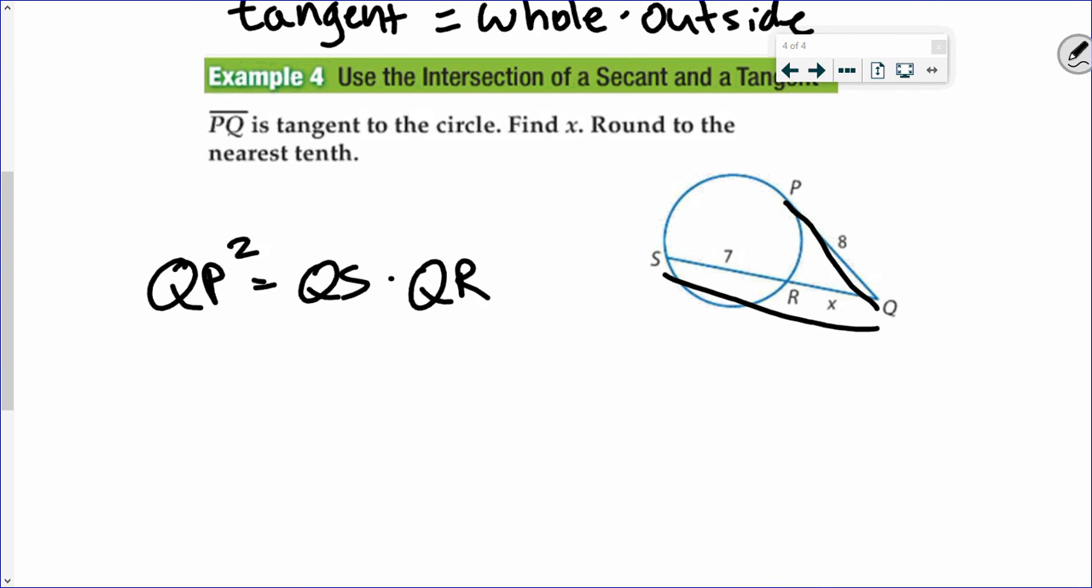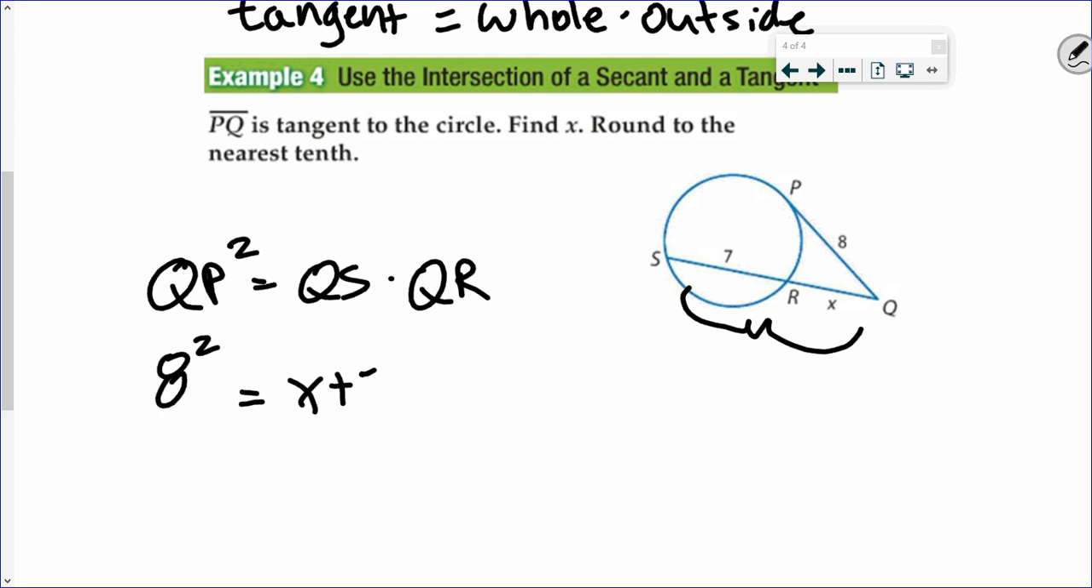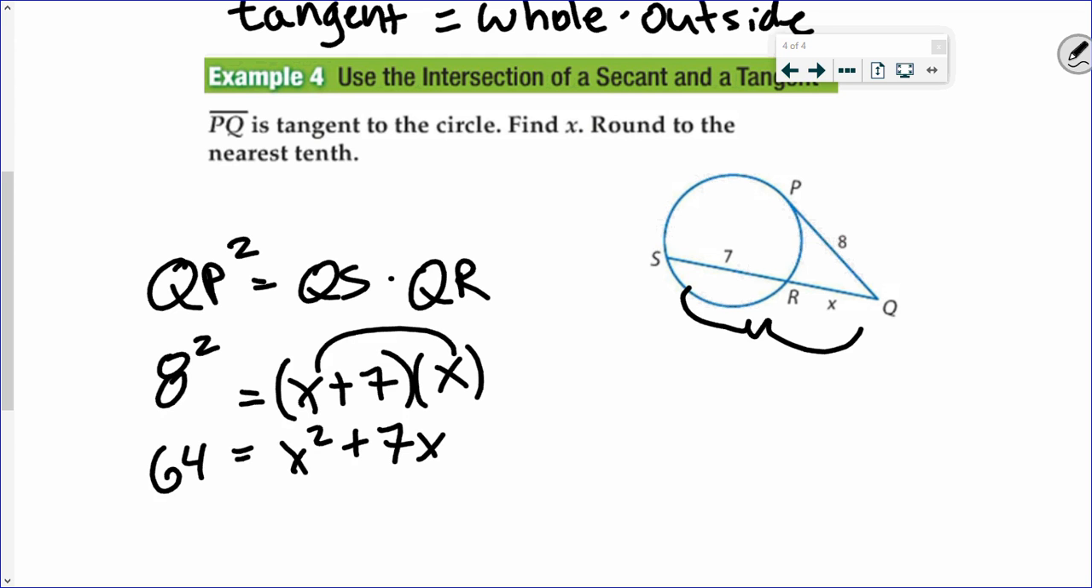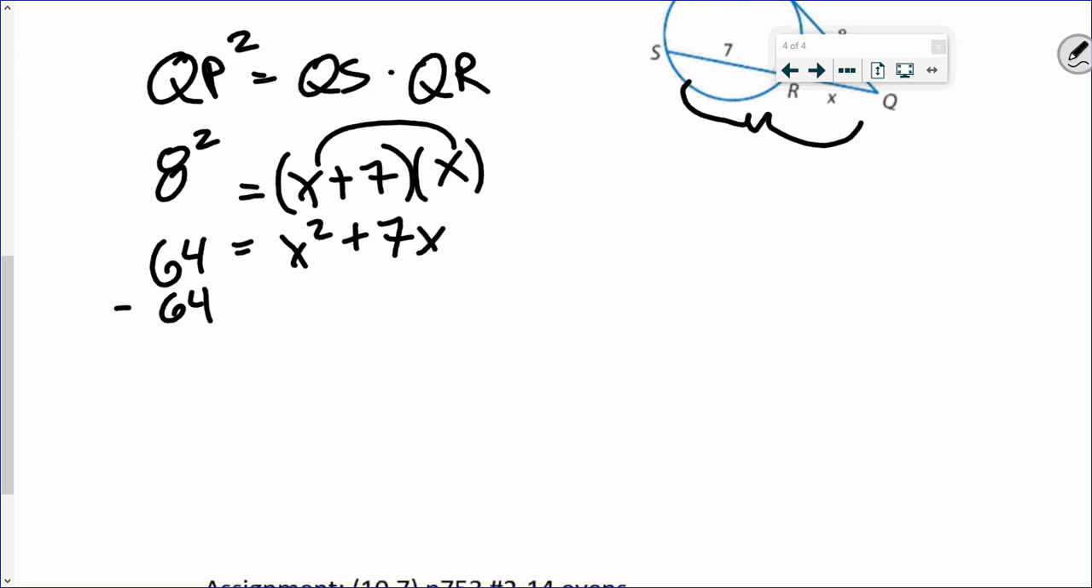Right? So, we'll erase those markings again. Let's plug in here. QP is 8, so 8 squared is equal to QS, the whole secant, x plus 7, times QR, just x. So here we've got 64 equals x squared plus 7x. It's a good example of a quadratic now that needs solved. So use the quadratic formula on this. You recall, to solve a quadratic equation, you need to have it equal to 0. So let's get this 64 over here. 0 equals x squared plus 7x minus 64.